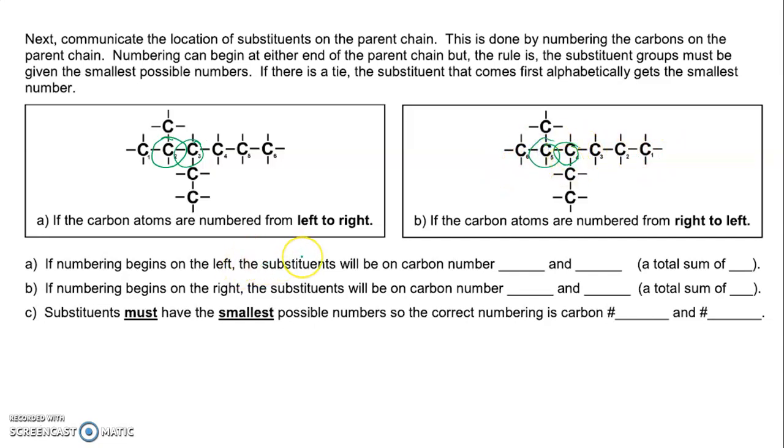So if numbering begins on the left, we'd have substituents on 2 and 3, which is a total of 5. If we went with this one, we'd have substituents on 4 and 5, and that adds up to 9. Your substituents must have the smallest possible numbers. So, which is the correct numbering? 2 and 3 would be the correct numbering. So if we were to look at these, our parent chain, either way, has 6 carbons. So that's going to be hexane.